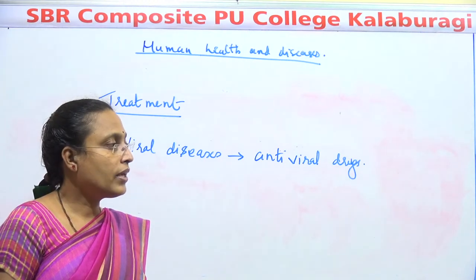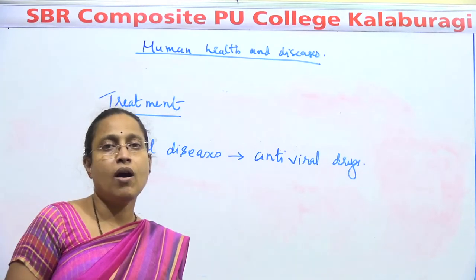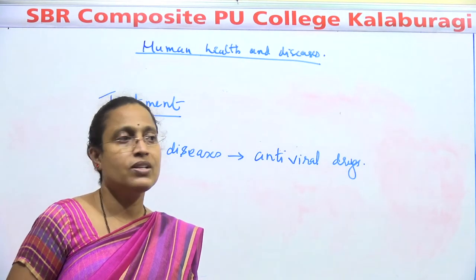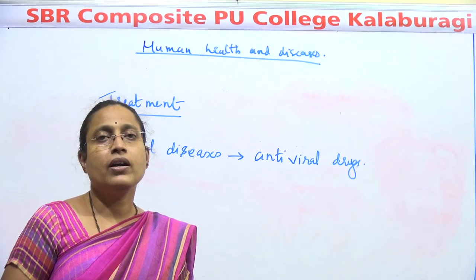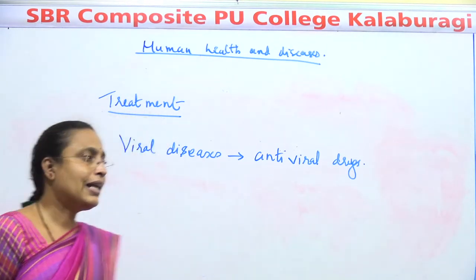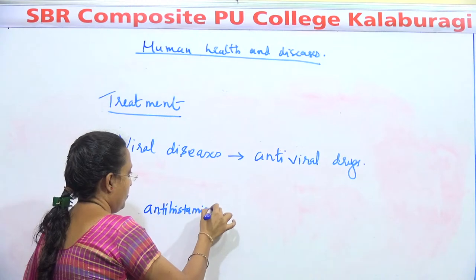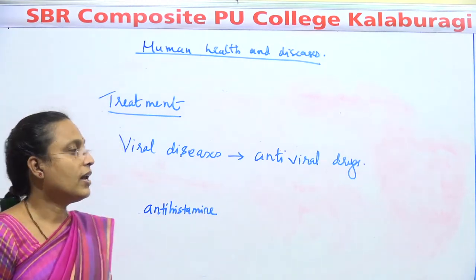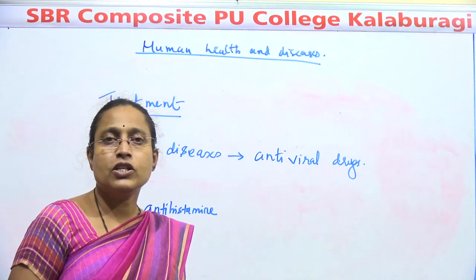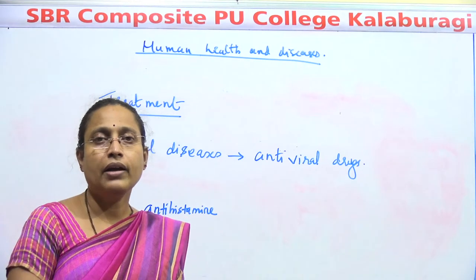Now, how do they treat common cold? Common cold occurs very frequently. Usually without treatment itself, it will go after 7 days. But if treatment is given, it is based only on the symptoms, so only symptomatic treatment is given. The preferred drugs used to treat common cold are antihistamines. During allergies or inflammatory reactions, histamine will be released. In order to suppress the activity of histamine, antihistamine drugs are given. This can cure some of the symptoms of cold. That is why antihistamines are preferred.